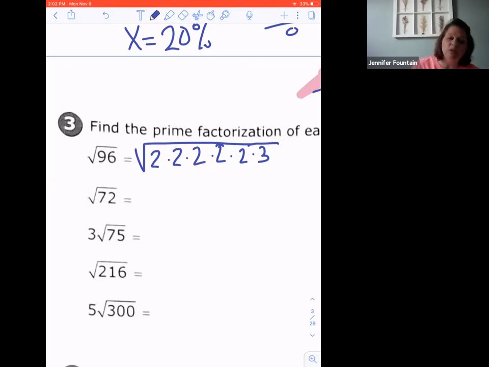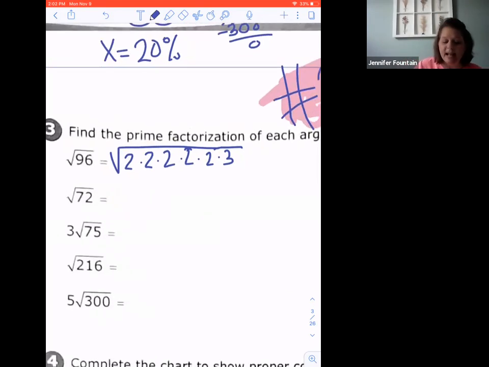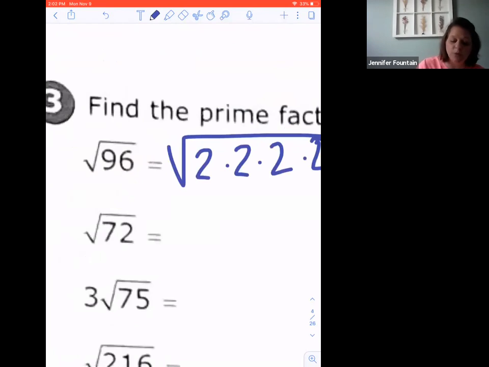12 times 2 is 24, 24 times 2 is 48, and 48 times 2 is 96. Okay, so I can always check and make sure that I didn't write too many of a number and that I got enough. Okay, now remember we talked about how with a square root, my understood index, that little bitty number above my radical, is the number 2 to indicate square root. Even if it's not there, I need to understand that it's there.